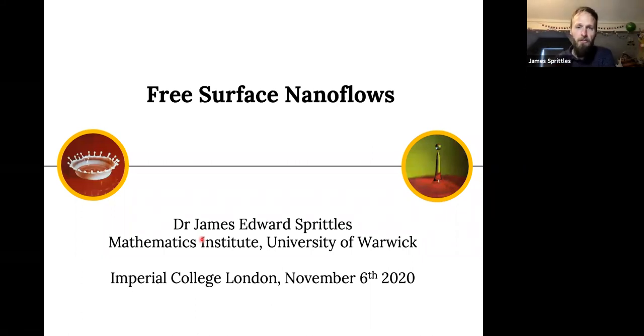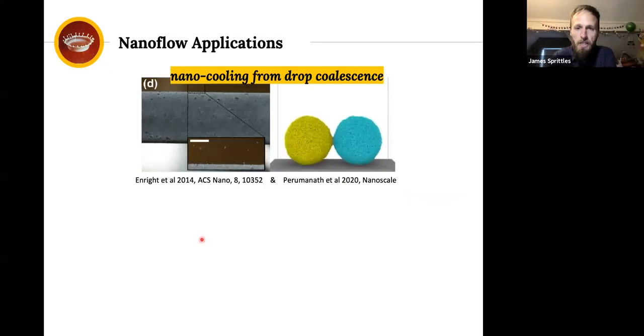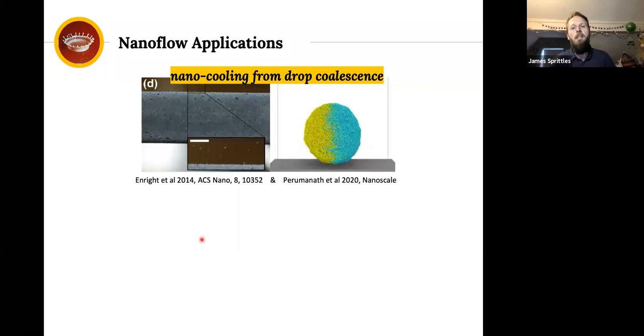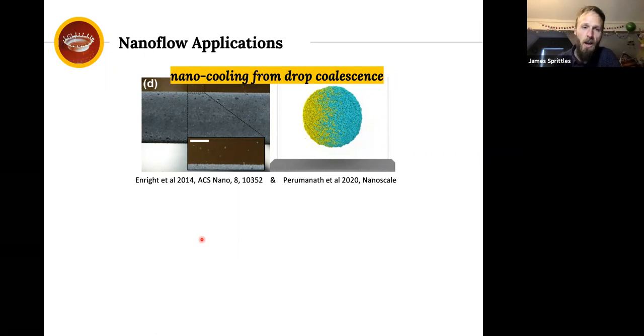So I'm going to talk about free surface nanoflows. And let me start by mentioning a few potential applications. It's no specific application that we're looking at really, but there are a number of interesting nanoflows associated with emerging technologies. This is one we've actually been working on ourselves: the idea that you can remove heat from surfaces, in particular electronics, by droplets coalescing and then jumping from surfaces and taking heat with them. The idea of this work was to see if nanodrops will jump off surfaces or not.